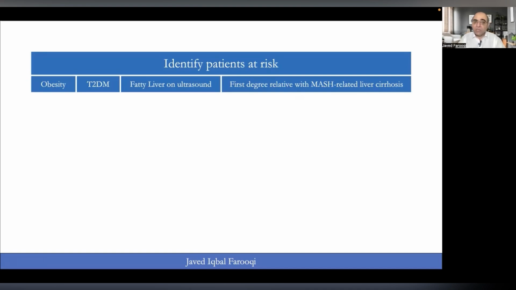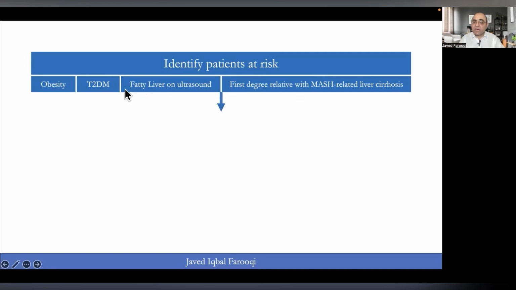So when you come across a patient who is obese or having diabetes or fatty liver on ultrasound or this history, or any combination, the patient may be having all these four risk factors or maybe having two risk factors or one risk factor. It is not required that at least two or three risk factors should be there. Any one risk factor present in a patient makes him or her potentially a candidate for resmetirom.